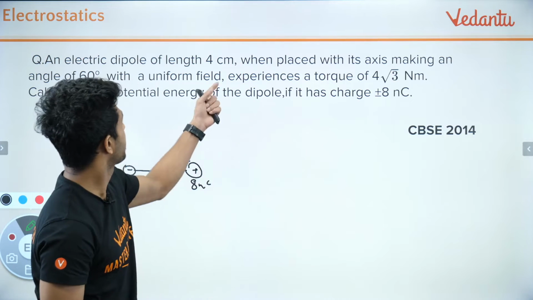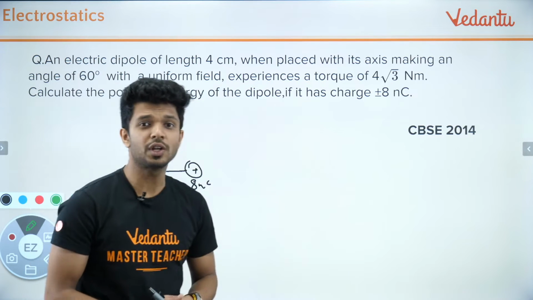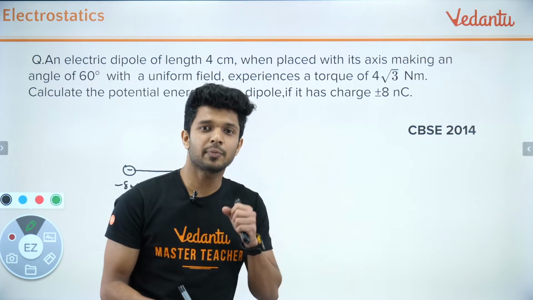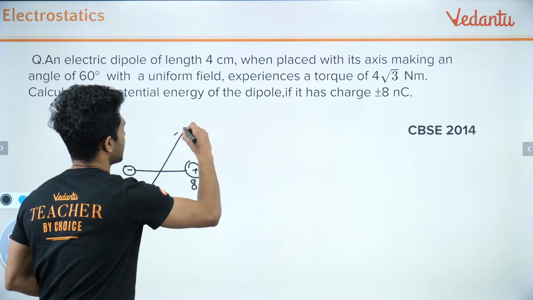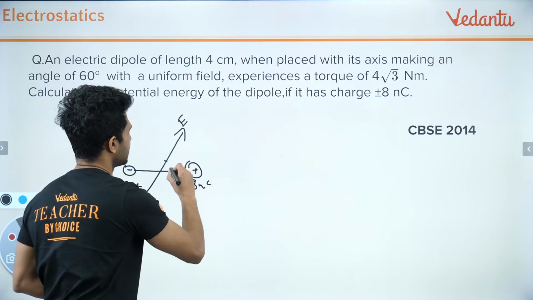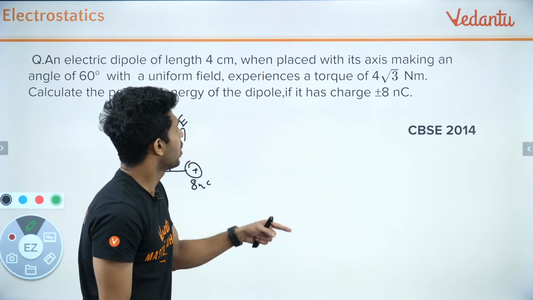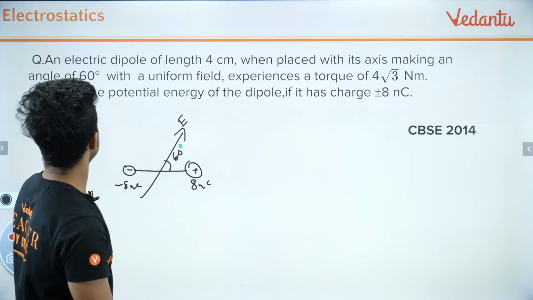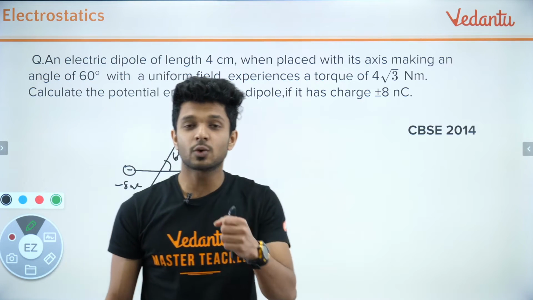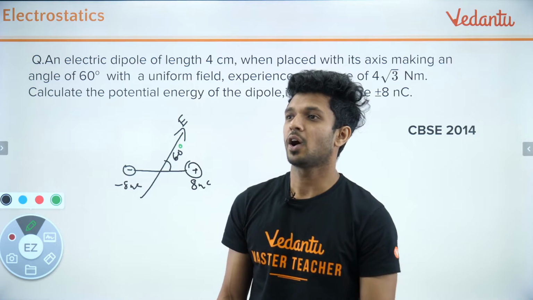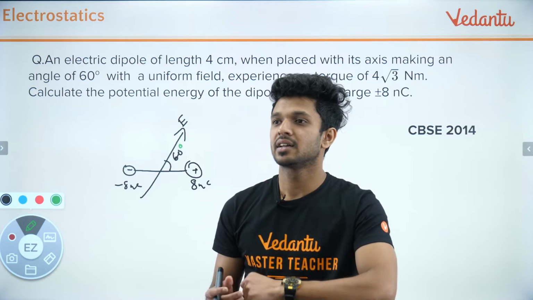What has it said? Placed with its axis making an angle of 60 degrees with the uniform electric field. So this dipole is making an angle of 60 degrees with an external electric field. If I'm marking this as the electric field, they are making an angle of 60 degrees. What do we have to find out? Calculate the potential energy of the dipole. How many of you know the equation for the potential energy of a dipole kept in an external electric field E?